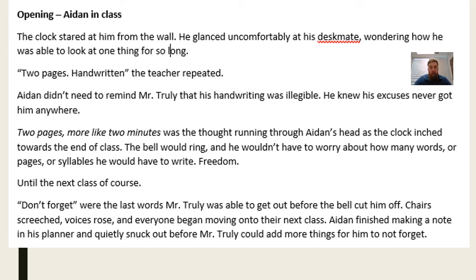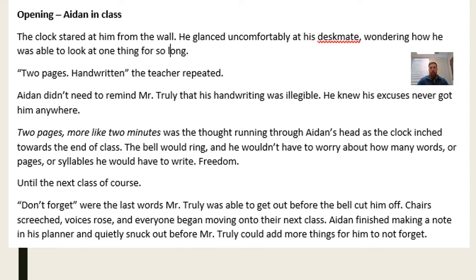2 pages, more like 2 minutes, was the thought running through Aiden's head as the clock inched towards the end of class. The bell would ring, and he wouldn't have to worry about how many words or pages or syllables he would have to write. Freedom. Until the next class, of course. "Don't forget" were the last words Mr. Truly was able to get out before the bell cut him off. Chairs screeched, voices rose, and everyone began moving on to their next class. Aiden finished making a note in his planner and quietly snuck out before Mr. Truly could add more things for him to not forget.